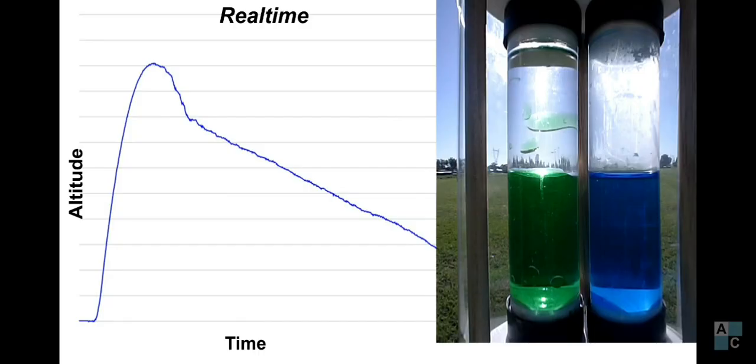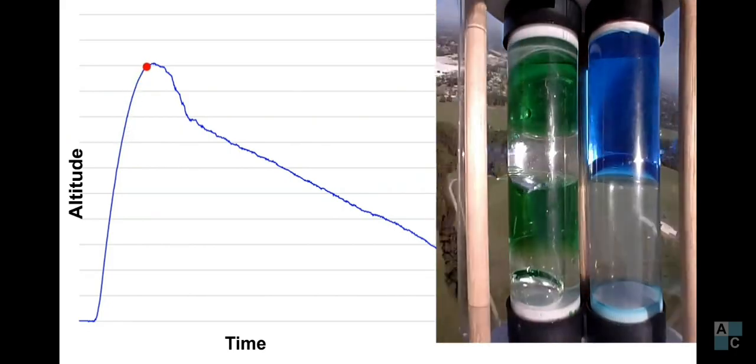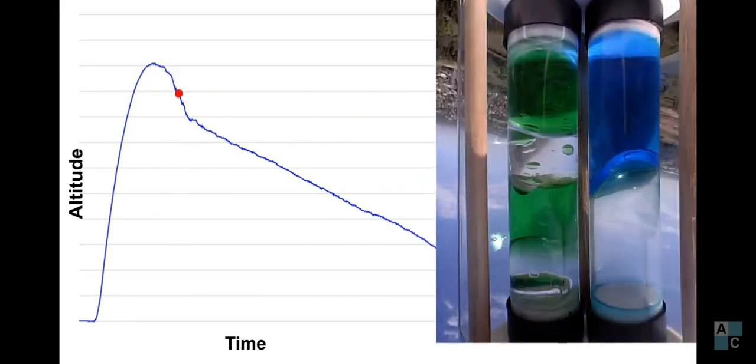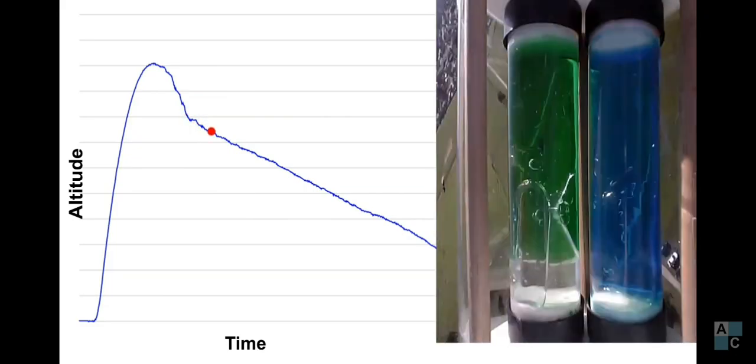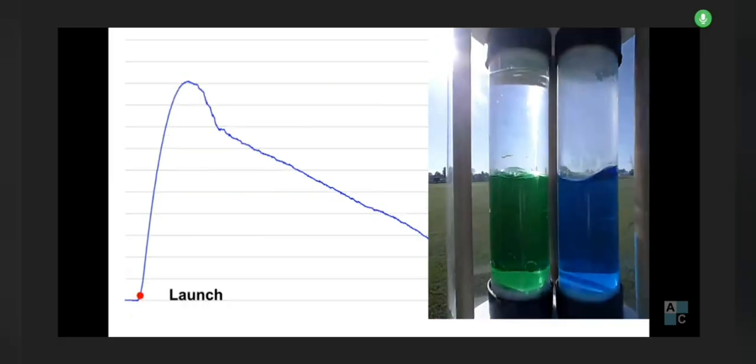We've got the altitude plot in relation to the video. Now let's look at the right tube in slow motion. At launch and during acceleration, the water is held at the bottom. So while it's accelerating up, the water is held at the bottom. Again, if it was accelerating up, the water would be at the bottom, just like this case.